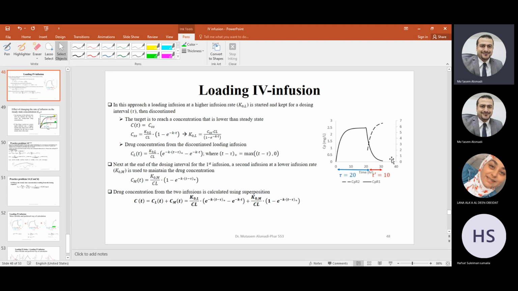Now, in that case, the concentration coming from the loading IV infusion will be equal to K0 loading divided by clearance, multiplied by e to the power minus K (T minus tau plus), minus e to the power minus K T. Right? What's the T minus tau plus here? This is something new to you, huh? Have you seen this before? What's T minus tau plus?